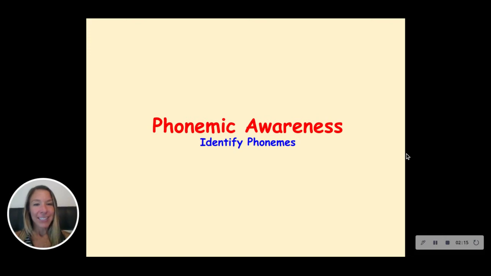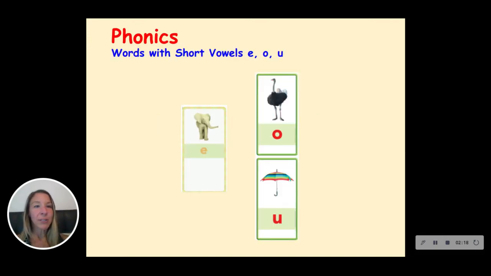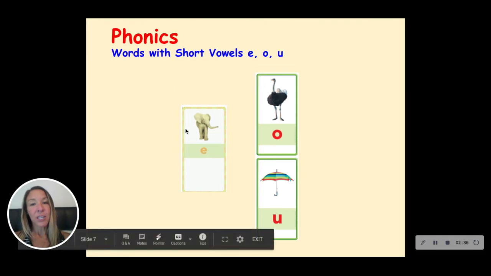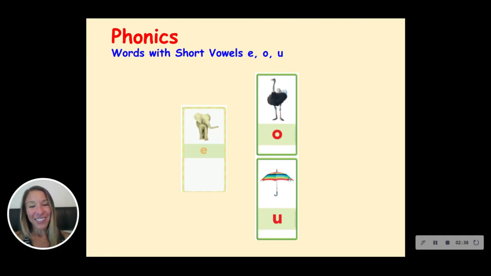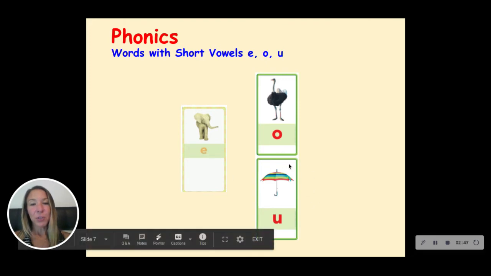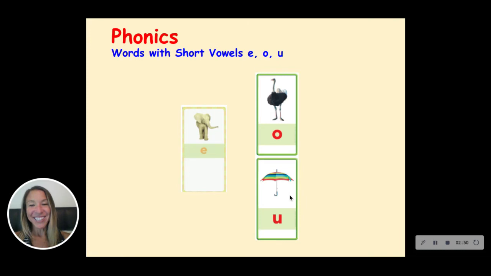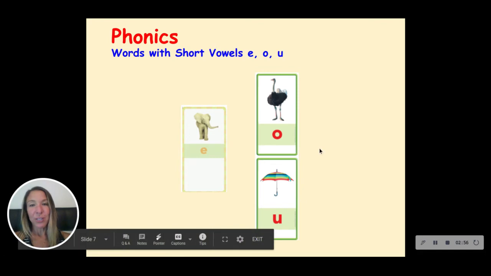All right. So now let's look at some of our short vowels. Let's look at our first picture card. What is this a picture of? Yes, it's an ostrich. Ostrich begins with a short O sound. All right, let's look at this picture card. What do you see here? Yes, it's an elephant. Elephant begins with a short E sound. And what picture do you see here with the U? Yes, an umbrella. Umbrella begins with the short U sound.